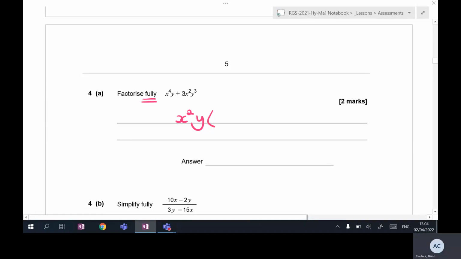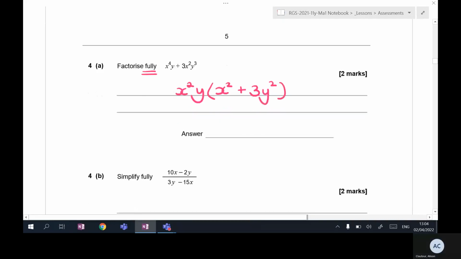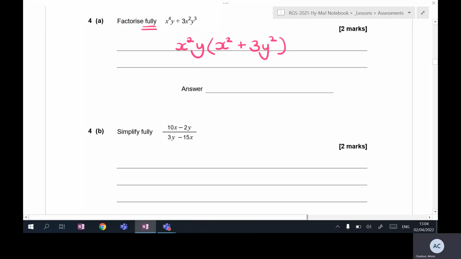So x squared times another x squared will give me the x to the 4. And then I need to multiply the term by 3. I've already got the x squared and I've got a y, so I need to multiply by another y squared. So it should have been quite a straightforward question. You could get something like that in normal GCSE.